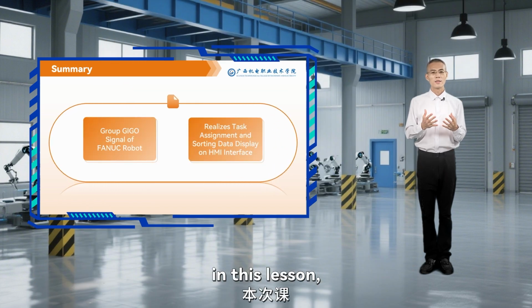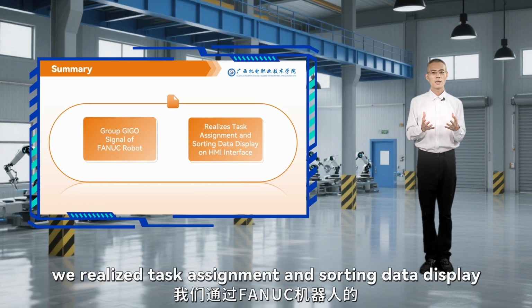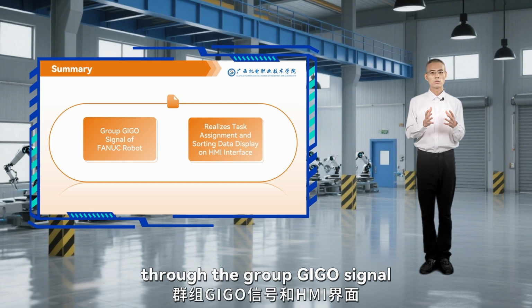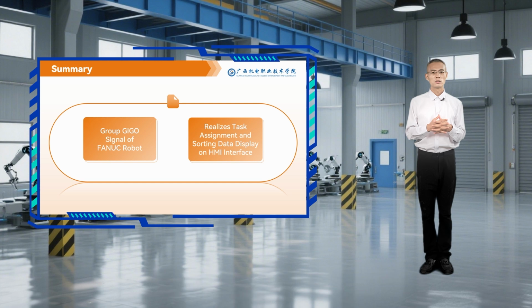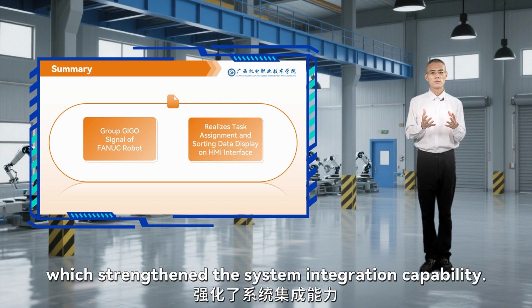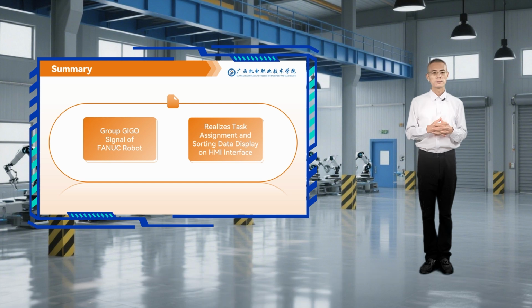Alright, in this lesson, we realized task assignment and sorting data display through the group GI/GO signals and the HMI interface of the FANUC robot, which strengthened the system integration capability.